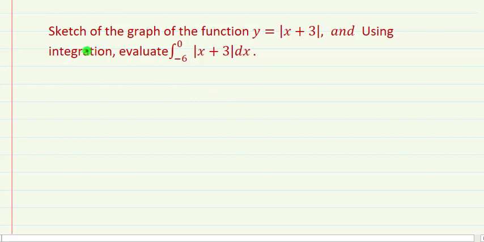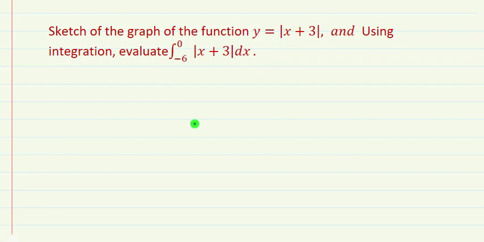Next problem is from modulus function. Sketch the graph of the function y is equal to modulus x plus 3. That you can do very easily. You know how to draw the graph of this function. And second, using integration, evaluate this thing. So first of all, let us draw the graph of the function.